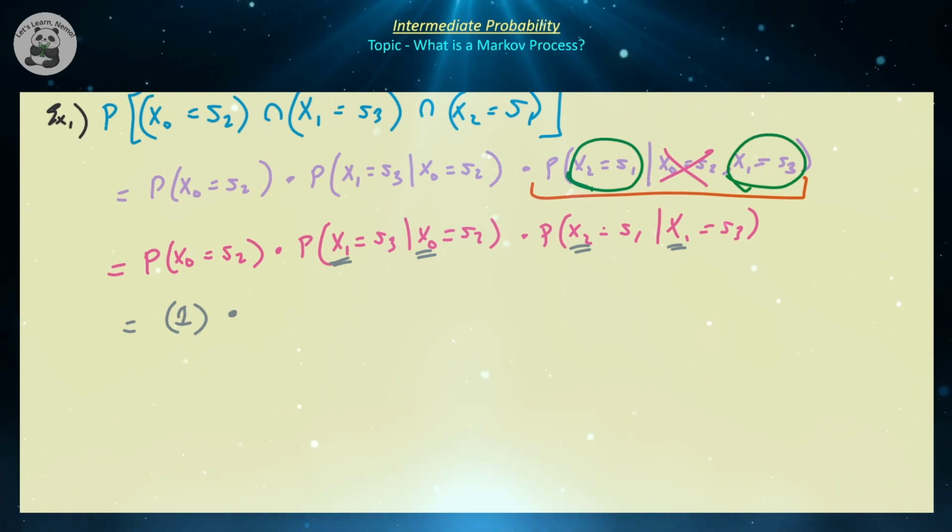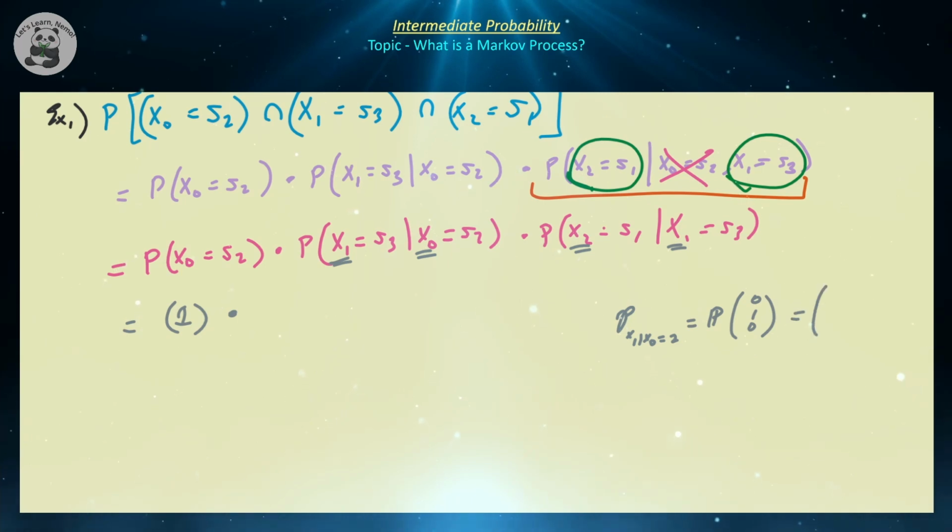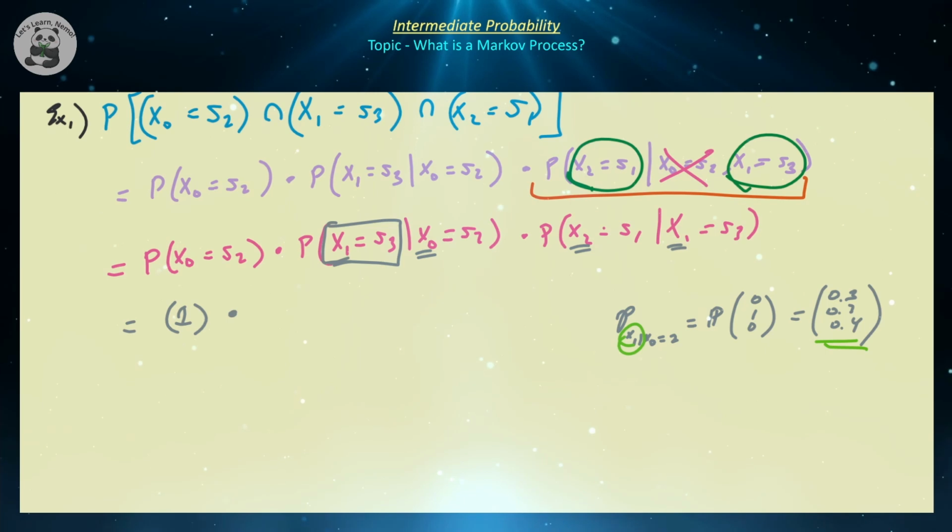So if we go back to our process, what is the distribution for x1 provided that x0 was equal to 2? Well, that's obviously going to be equal to p times 0, 1, 0, which we already found to be equal to the second column of p, which is 0.3, 0.3, and 0.4. And we want the probability that x1 is equal to 3. And this is the distribution for x1. So the probability that x1 is equal to 3 is going to be 0.4. So 0.4 is going to be that value there.